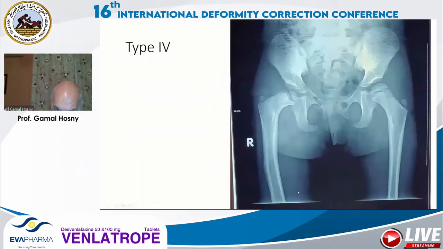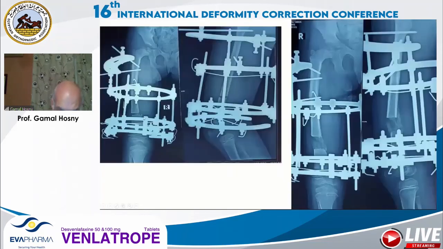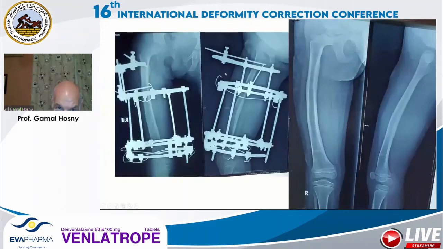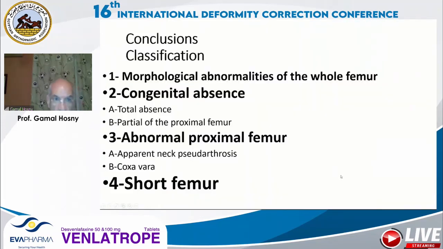Type 4, almost normal hip and short femur with a stable hip. And we did just lengthening, as you see here, with 7 years follow-up. In conclusion, this is the new classification.